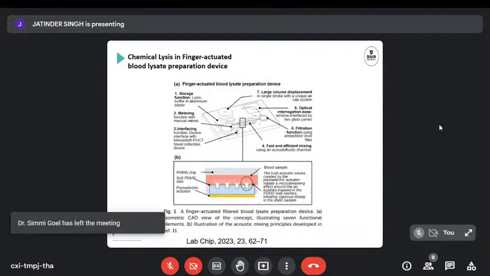So here we've got a microfluidic device. It's finger actuated. So samples can actually be loaded in with a little pump that you can activate by simply pushing a membrane up and down with your finger. And by doing that, you can pump liquids like a hand pump. You can pump liquids into the microfluidic device.